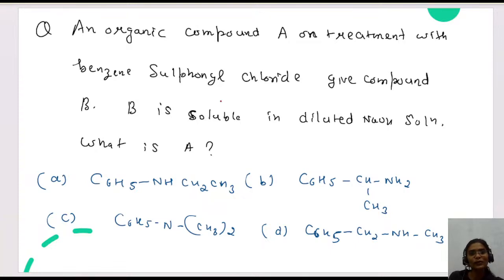So, the answer is what? The soluble is the important point here. So, primary amine, it is secondary amine, right? It is tertiary amine. It's what? Primary amine. Okay, wait. Actually, this is primary amine. So, it's a primary amine.